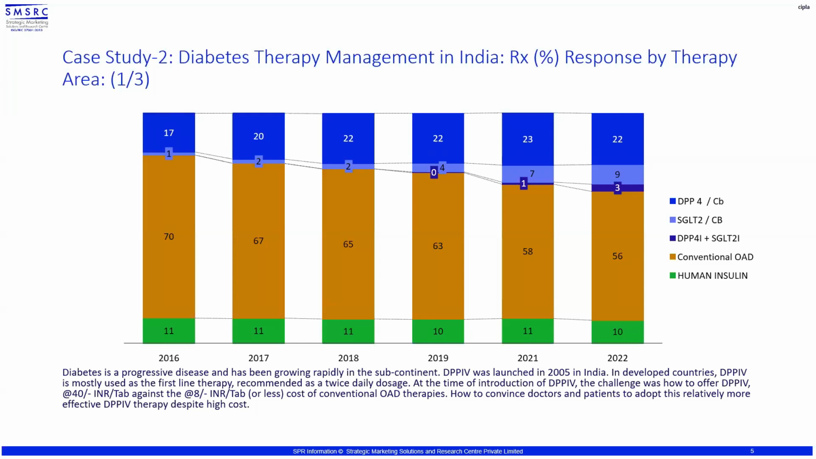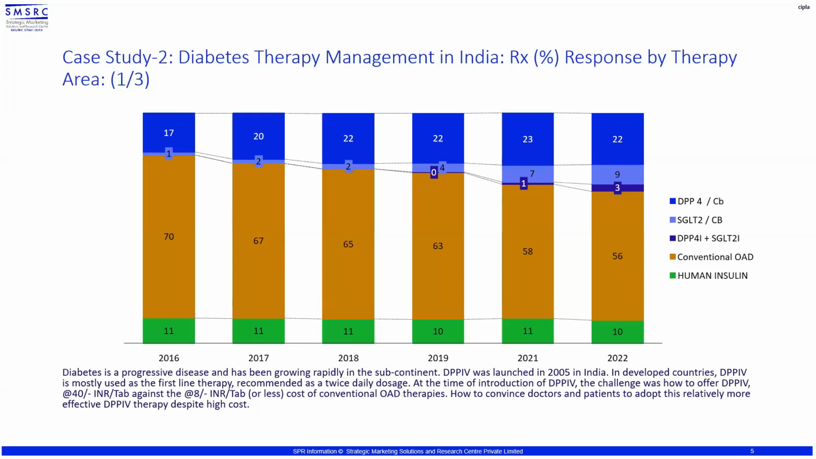DPP4 was launched in 2005 in India. It was developed in developed countries, as I was told. I don't study developed countries' prescription behavior, so I don't have any data, but as I was told, DPP4 is mostly used there as first-line therapy, and conventional therapies are pretty less used, recommended as a twice daily dose. At the time of introduction of DPP4, the challenge was how to offer it. The approximate price was 40 rupees per tablet, as against the leading conventional therapy, glimepiride, at 8 rupees or less per tablet. The cost of conventional therapies was pretty low.